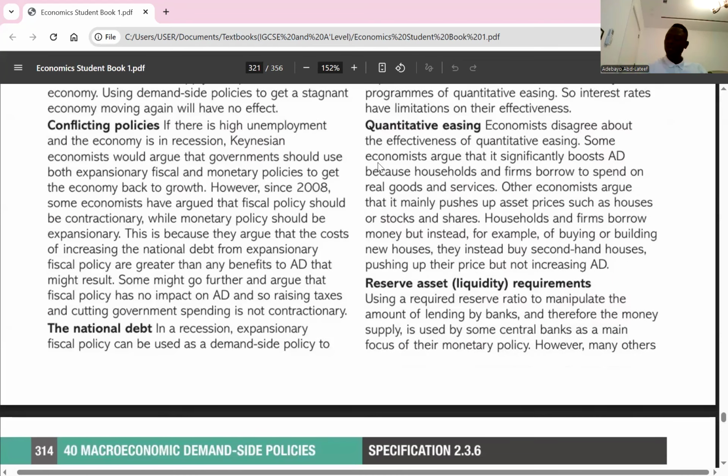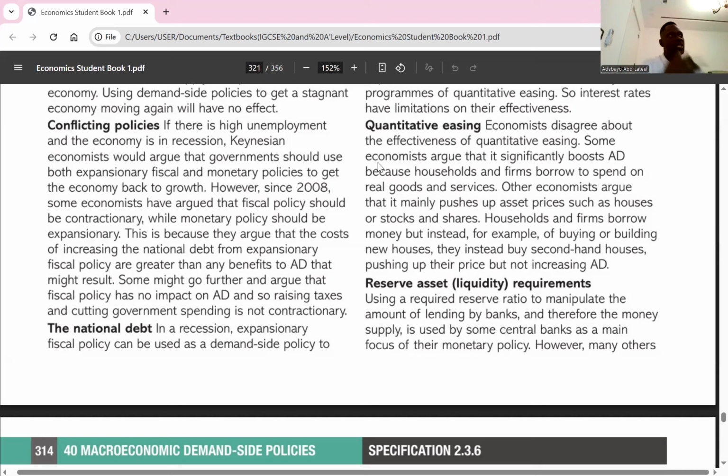Then we have quantitative easing itself. So what is the argument about quantitative easing? Economists disagree about the effectiveness of quantitative easing. Some argue that it boosts aggregate demand because households and firms borrow to spend on real goods and services. Others argue that it mainly pushes up asset prices. Households and firms borrow money, but instead of buying new cars or new buildings, they buy second-hand houses, which pushes up their prices, but not increasing AD.